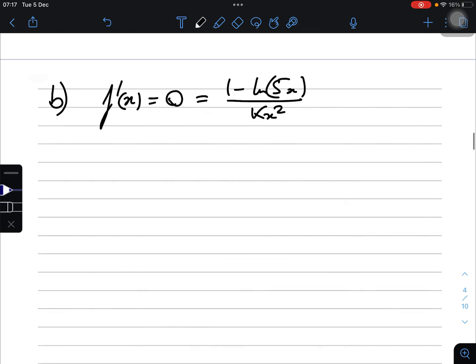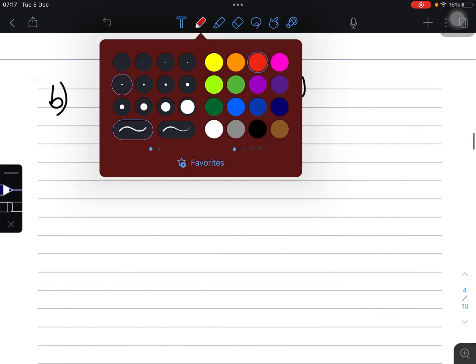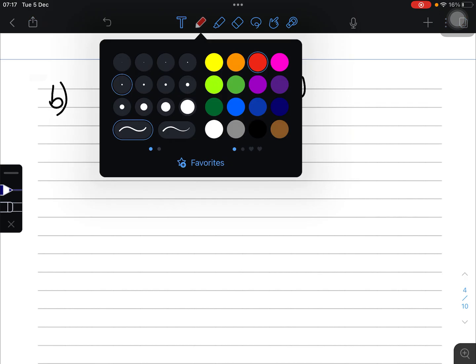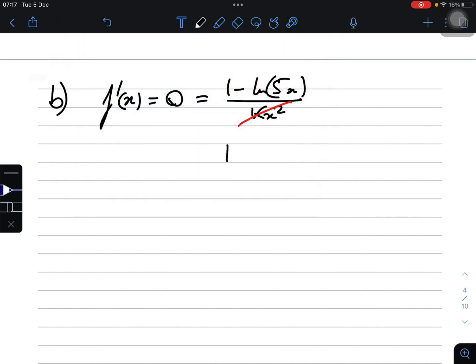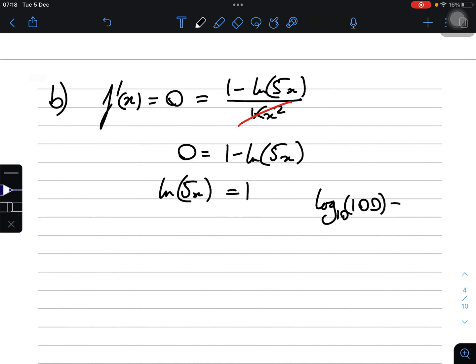Okie dokie. So if you're setting it equal to 0, you can immediately just multiply through by kx squared, and you've cancelled that out. And so what we're left with is 1 minus ln of 5x equal to 0. Solving this, ln of 5x is equal to 1. And so therefore, I always think of log 10 of 100 equals 2.